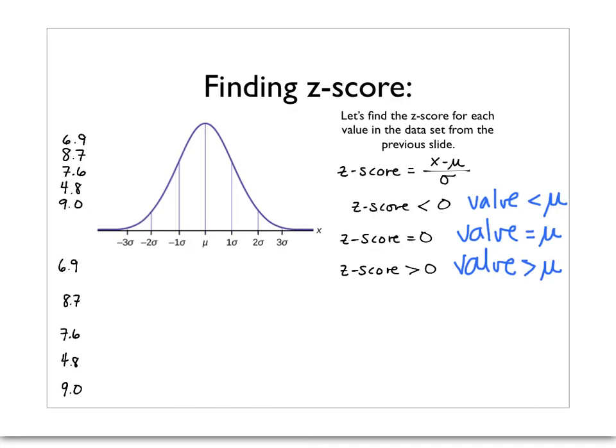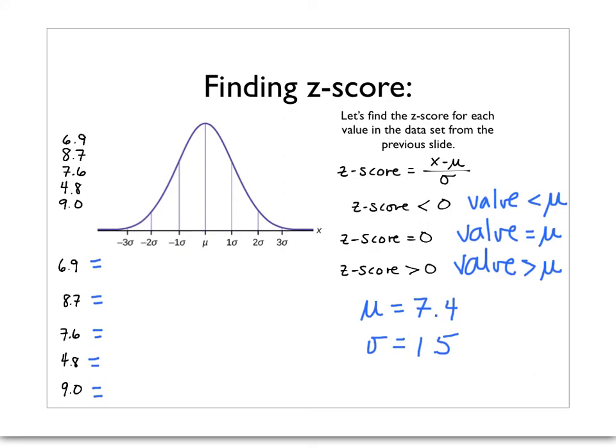Okay, let's find the z-score for each of these numbers over here in this data set. So the mean is in the center, so we know the mean. In this situation, we found it on the previous screen. We already know our mean, and that was 7.4. And so let's find the z-score for each one. So the formula is right there. It's value minus mean divided by standard deviation. Remember, our standard deviation was 1.5 from that previous slide.